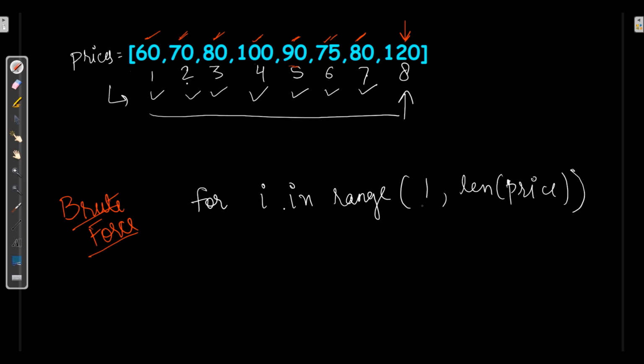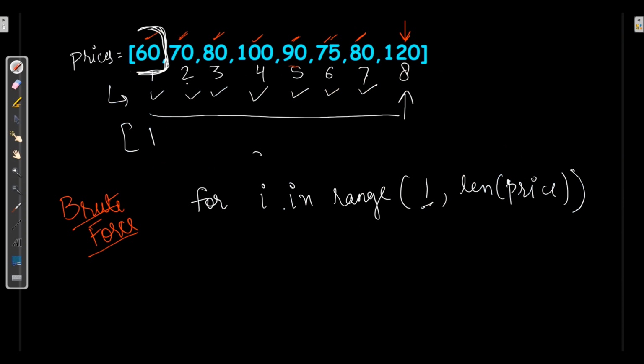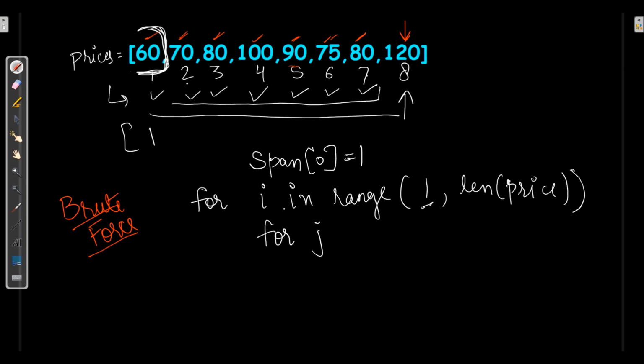Why I started from first? Because we have taken the first one span. Why? Because it was the only one which doesn't have the data left to it. It is only a 1 day span. So here I can say the span of 0 will be 1. Right? And with this we need the other loop which will be iterated in the backward direction.